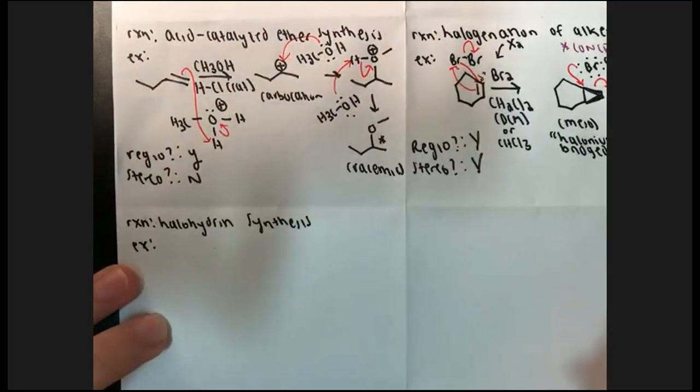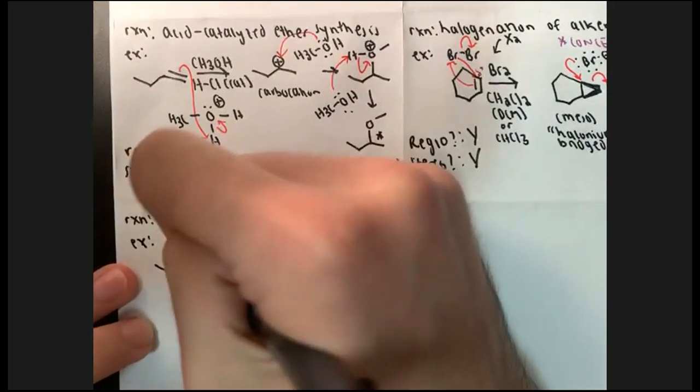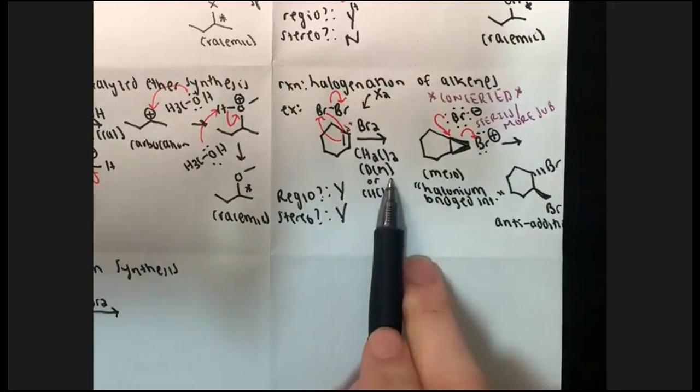Okay. Here we go. So the next one is halohydrin synthesis. So let's do an example of that one. Let's just take this example maybe, and we're going to subject it to Br2. And remember, instead of what we had above, which was DCM and chloroform, any of those inert solvents, here we're going to see water being our main solvent. Water is actually going to be the better nucleophile in this situation, and we'll talk about that in a second.